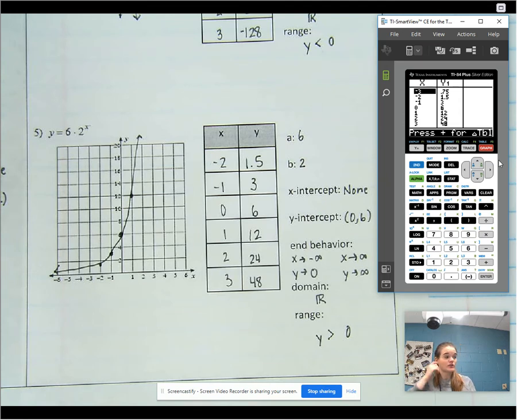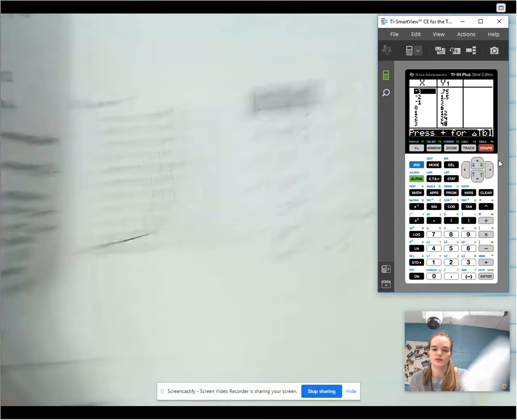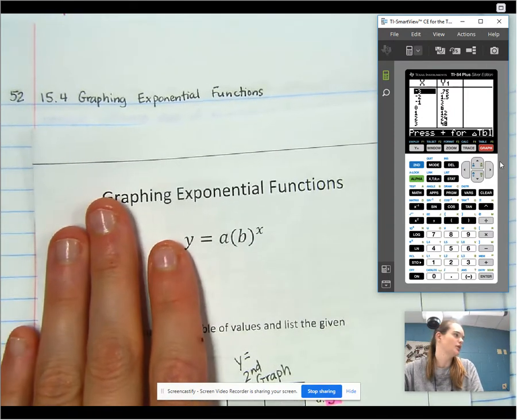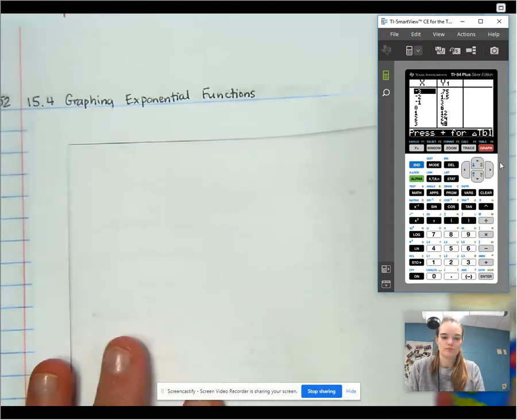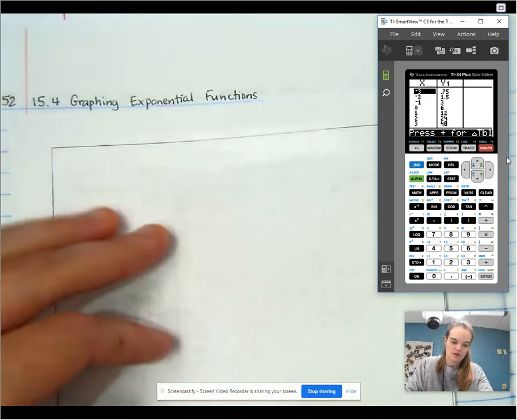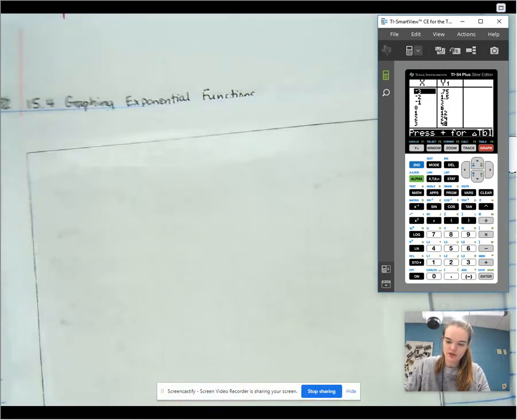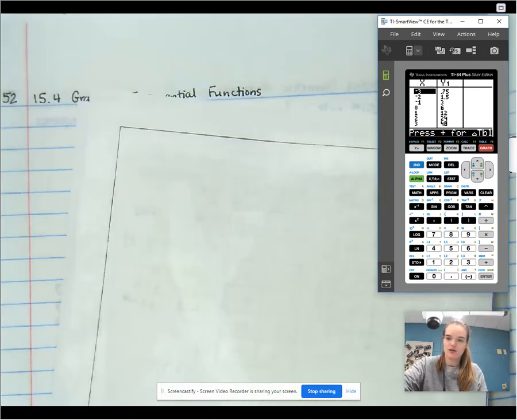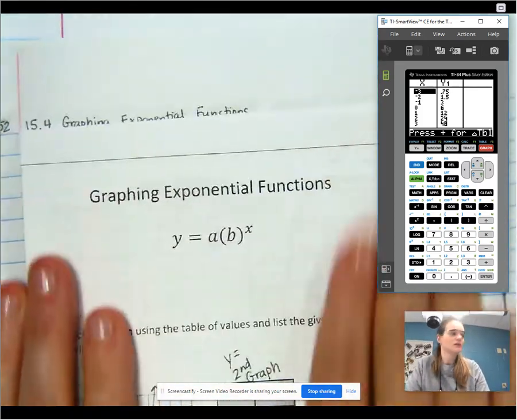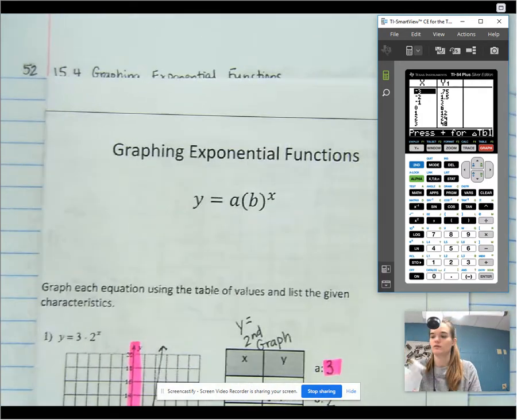Alright, and we're going to keep doing exponential functions the next day as well. So go ahead and take this if you got it, fold it in half. We're going to glue it on page 52 of your notebook. Okay, so we're going to keep doing this. Try your best. Get the stuff done. Ask questions when you need to. And I will see you later.